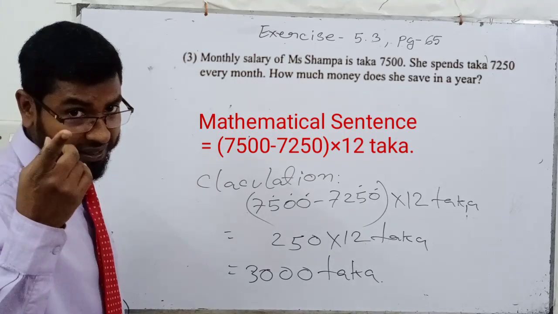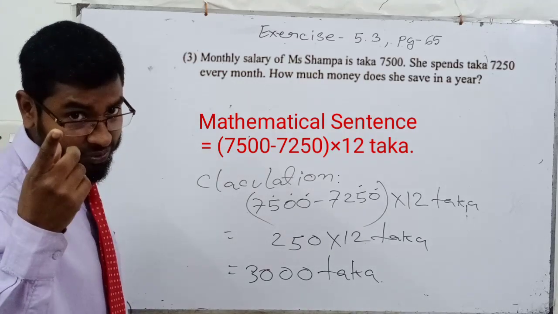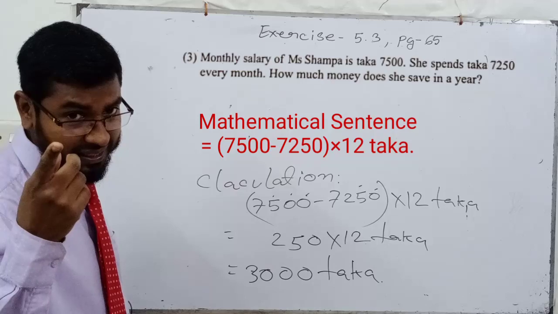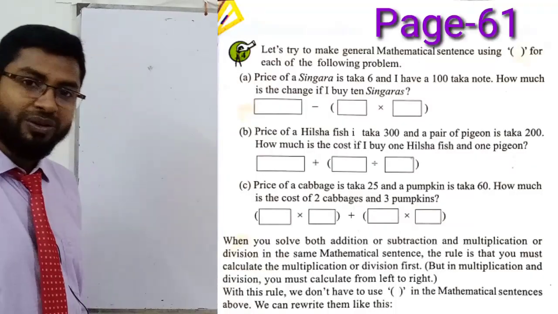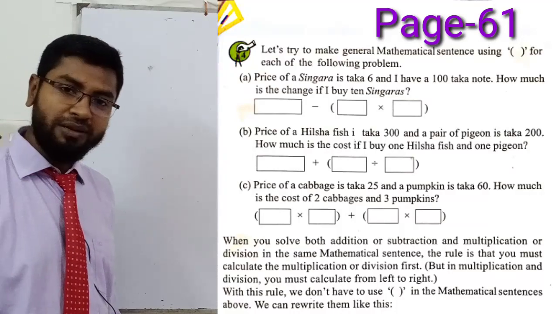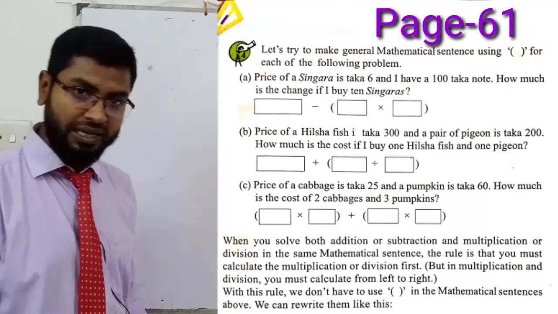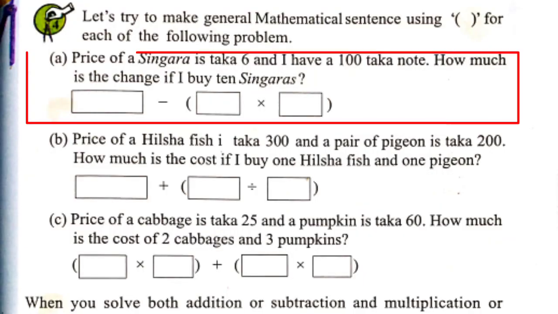Will I give you one math? Yes. So ready for one math. See the picture. What is number A? The price of a shingara is 6 taka and I have a 100 taka note. How much is the change if I buy 10 shingaras?